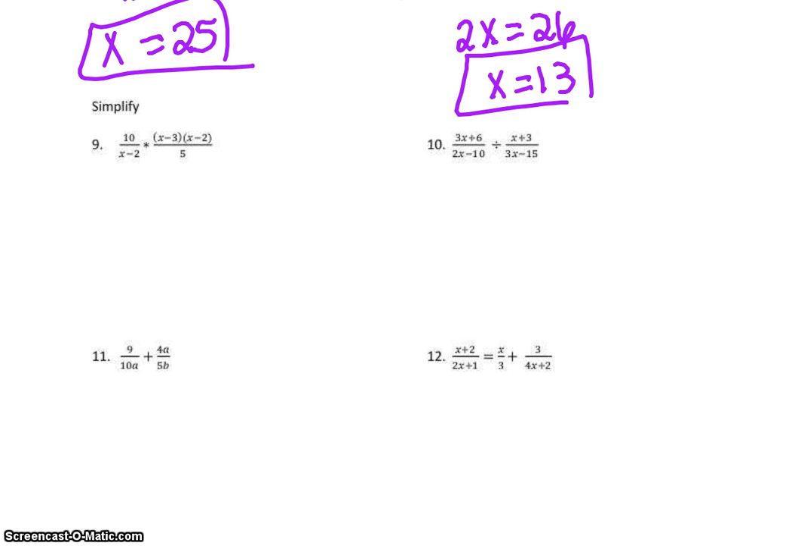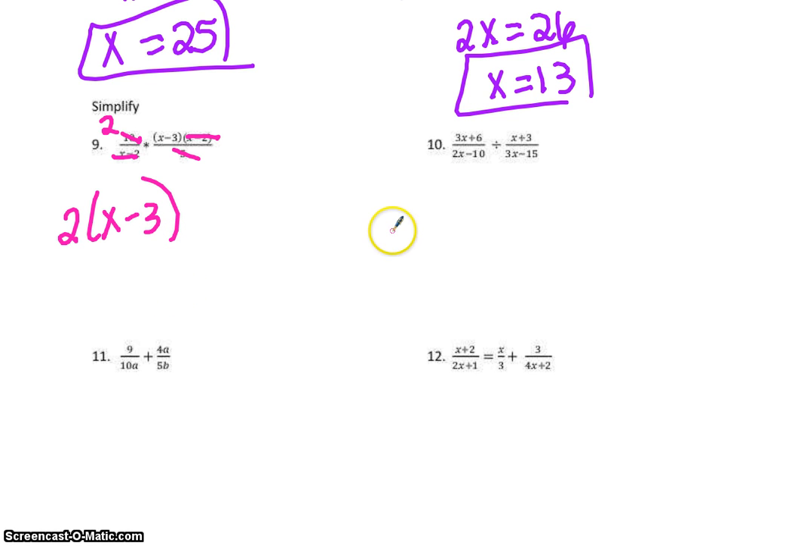Number 9, we are going to simplify. We're going to see what we can cancel. One has to be in the top, and the other has to be in the bottom for it to cancel. So x minus 2 and x minus 2 are gone. 5 is gone, and 10 becomes a 2. So you have a 2 and an x minus 3 that's left.